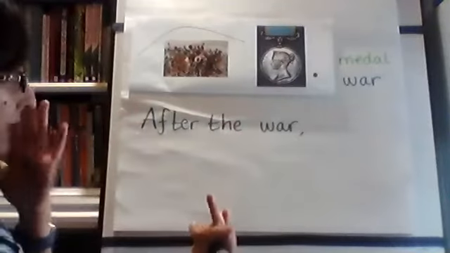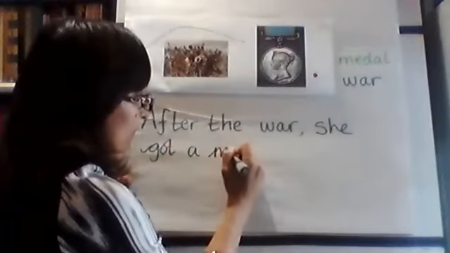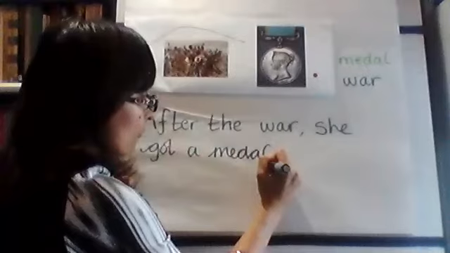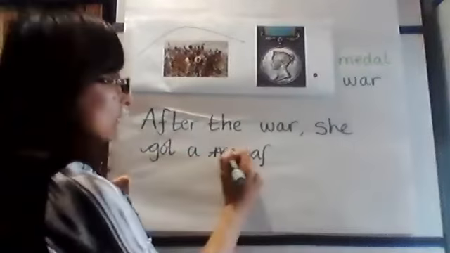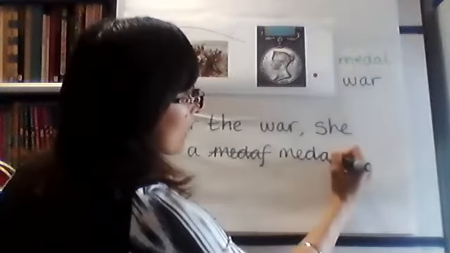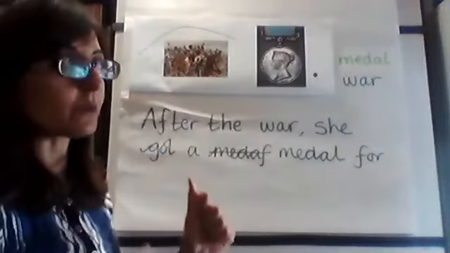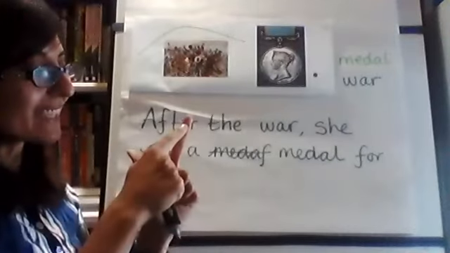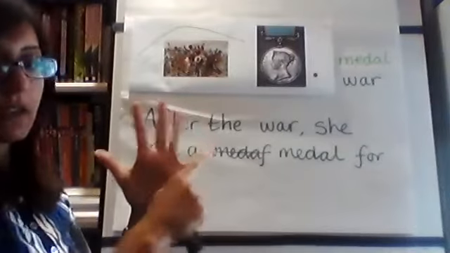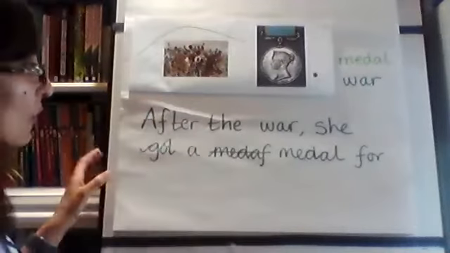Right, this is our tricky sentence. After the war, she got a medal. Whoops. Medal? No. Try again. Medal, I need to look up on my word bank. Medal for being brave. Being, here we go. B e i n g. B e i n g. Here we go. For being.